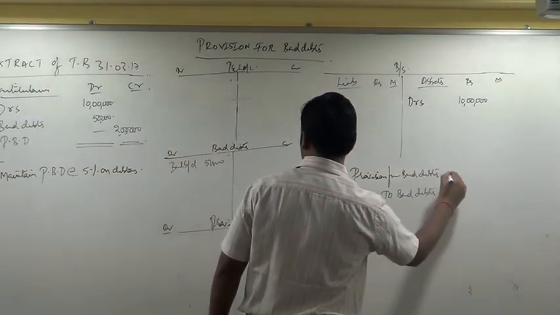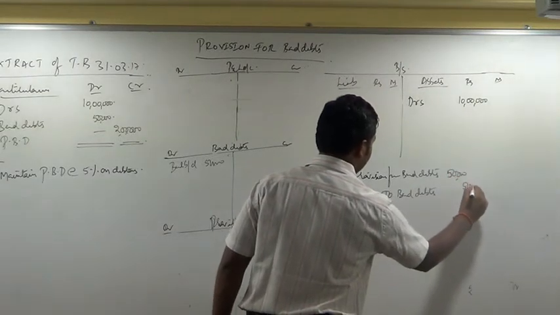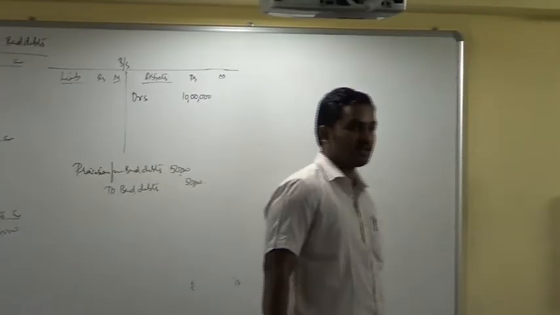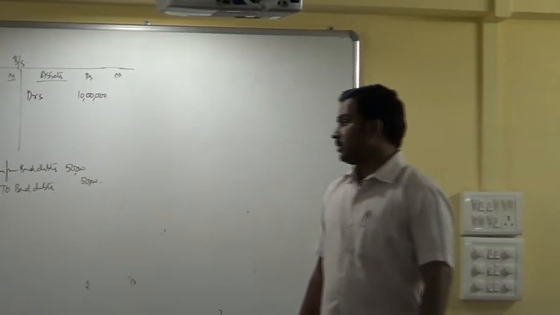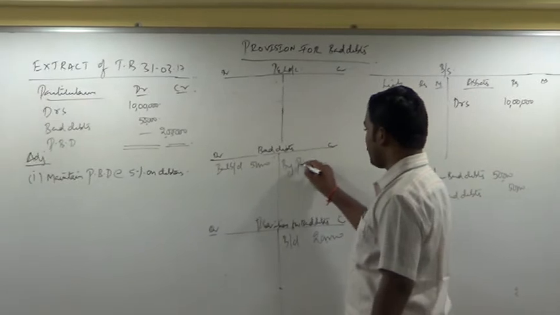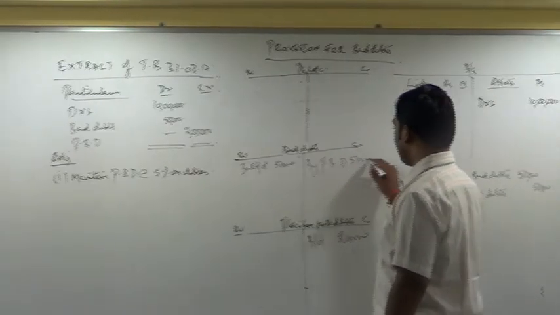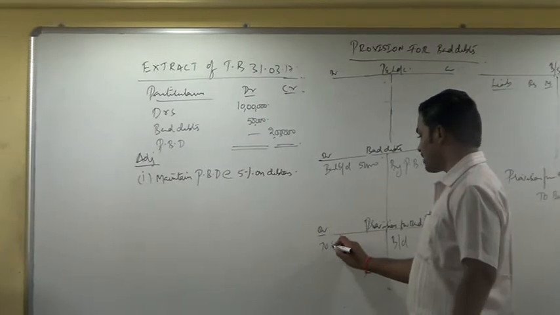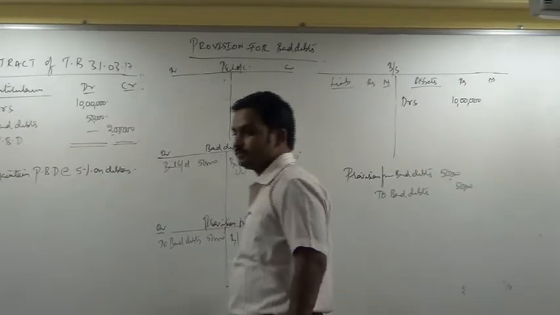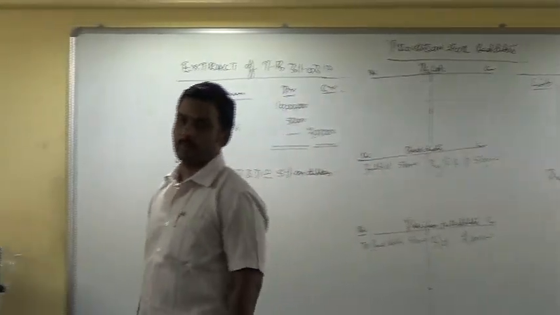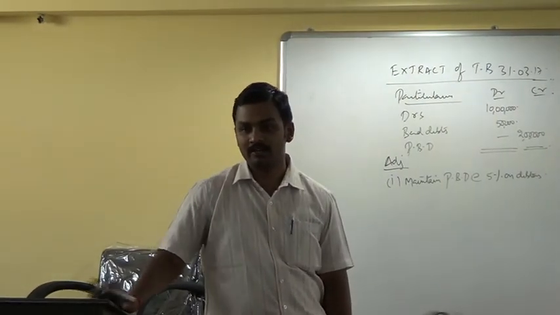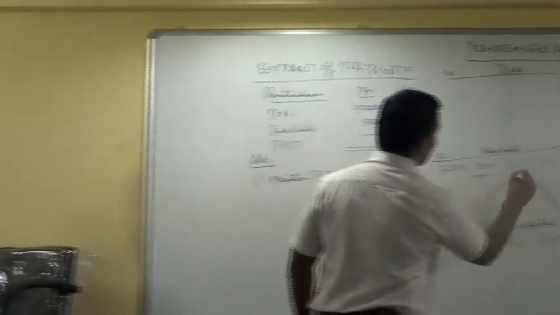Provision for bad debts account debtor to bad debts account, 50,000. So provision for bad debts account should be debited, bad debts account will be credited. By provision for bad debts 50,000, provision account debit side, to bad debts 50,000. Provision account is debited, bad debts account is credited. With this, the account will be closed.